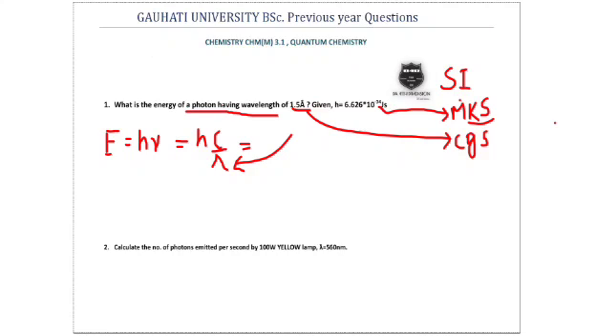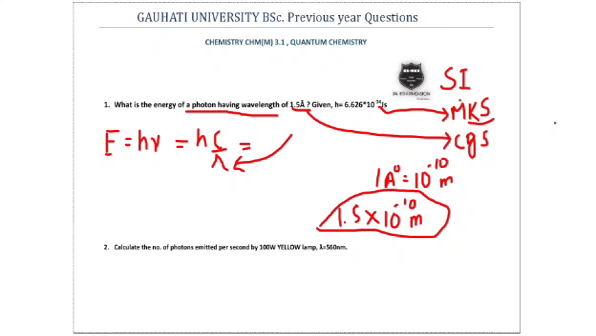1 angstrom is equal to 10 to the power minus 10 meter. We have 1.5 angstrom, so that would generate 1.5 into 10 to the power minus 10 meter. So we will use this in this equation. Let's see what we get as a result.